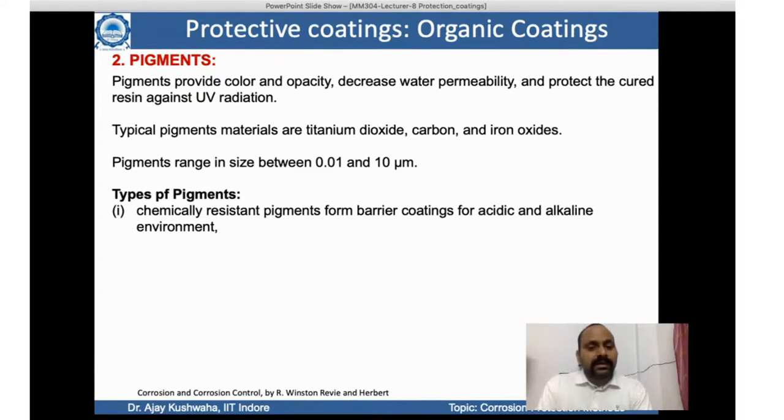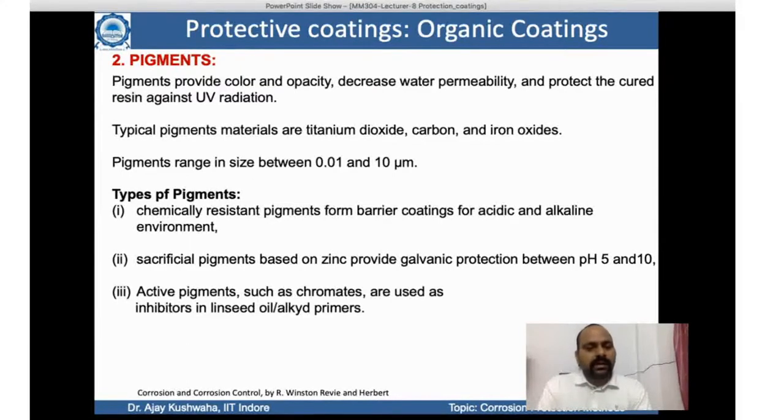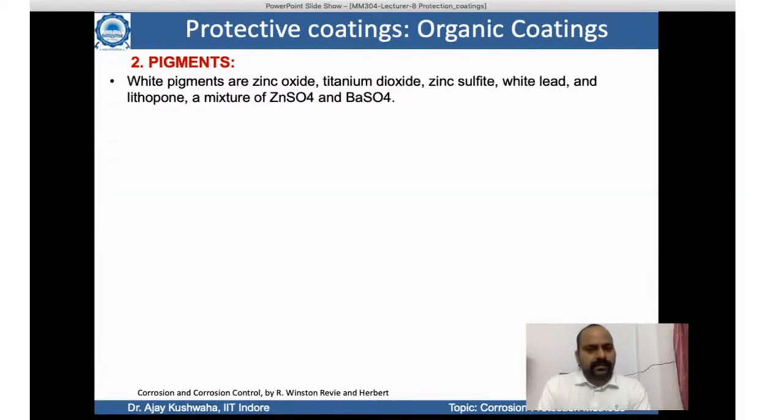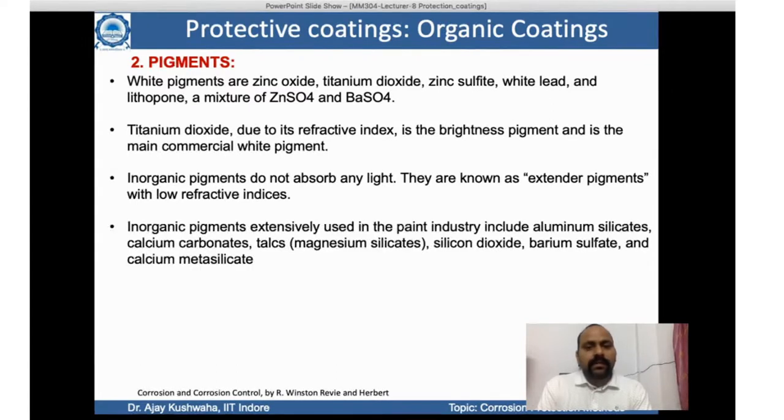Types of pigment: chemically resistant pigment, sacrificial pigment, which is zinc and so on, and active pigment. White pigments are zinc oxide, titanium oxide, zinc sulfate, white lead and lithopone, which is a mixture of zinc sulfide and BaSO4. So they have different properties based on the requirement, and we can select a different kind of pigment based coating.